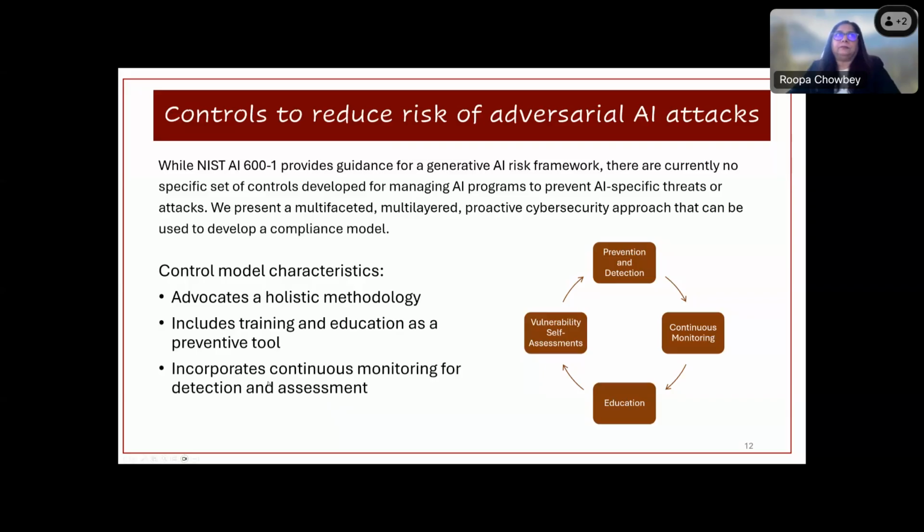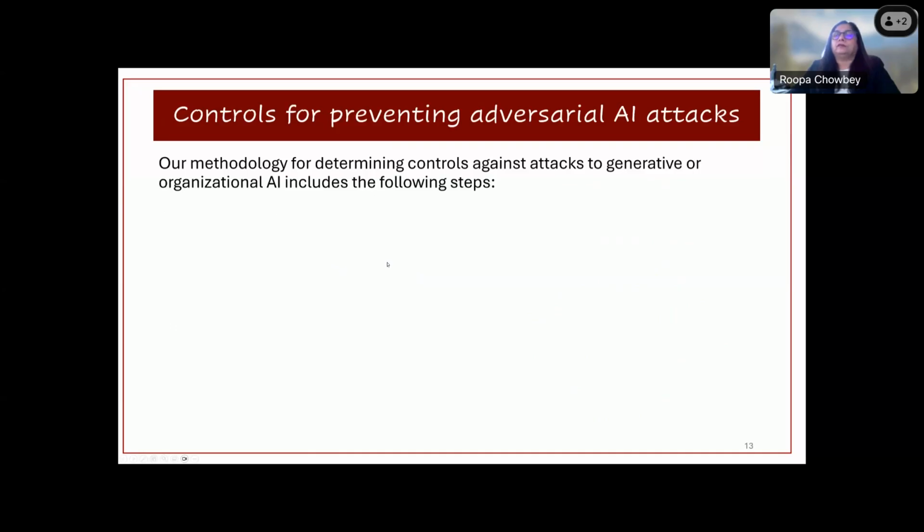At a high level, our control model characteristics, it's holistic. It includes a holistic methodology. It includes training and education as a pretty strong preventive tool, and it incorporates continuous monitoring for detection and assessment. So I would invite Ash to go over some of the controls for preventing these adversarial AI attacks.